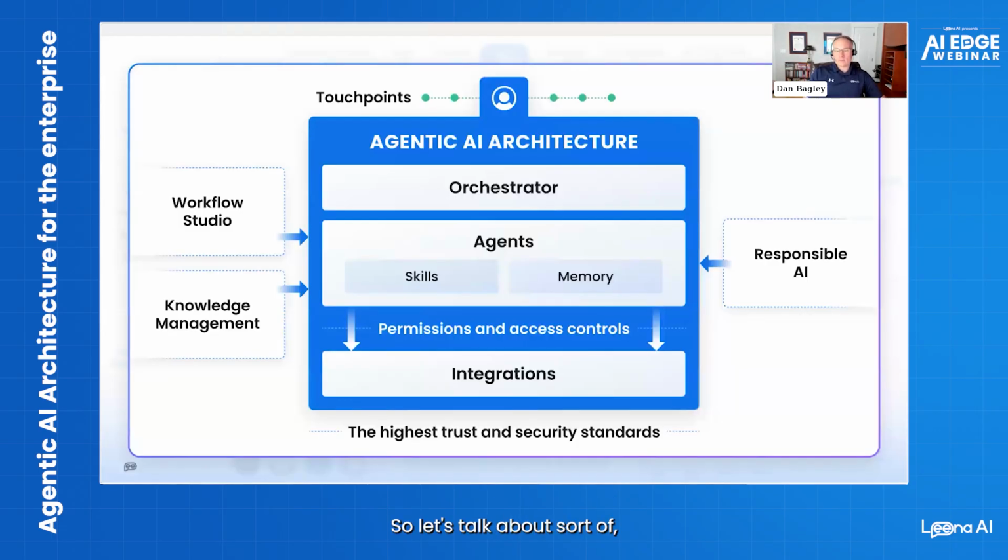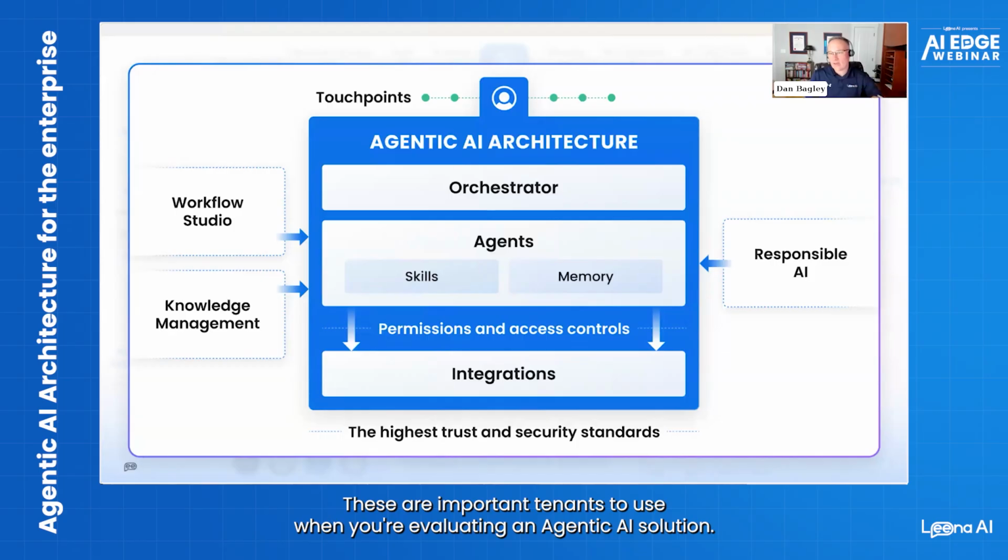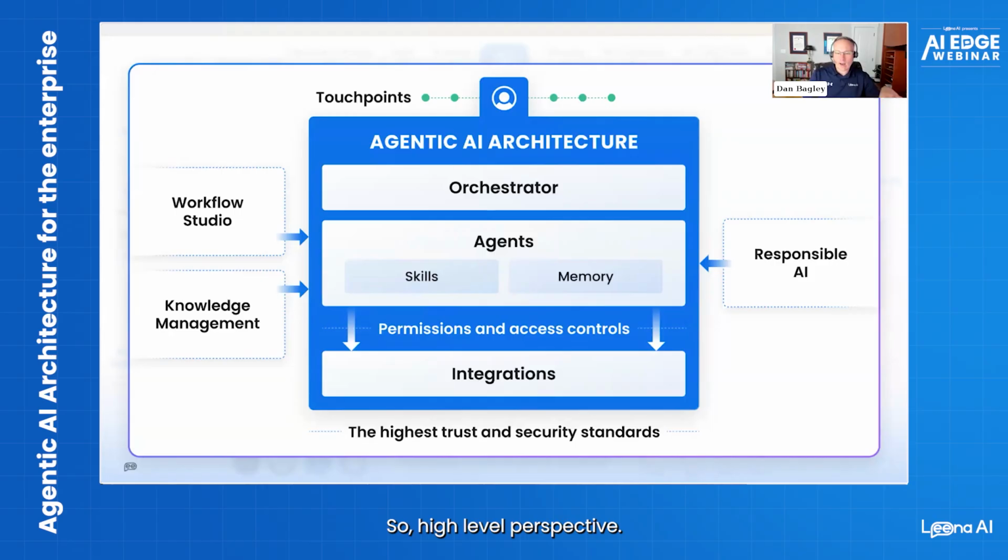All right, so let's talk about the agentic AI architecture that we think is the right way to solve this. And of course, our architecture looks very similar to this, but I would encourage all of you, whether you're looking at Lena, you're looking at building it yourself, you're looking at Copilot for all I care, these are important tenets to use when you're evaluating an agentic AI solution. So, a high level perspective, and then we'll break into these individual components. Let me turn on my little laser pointer here.